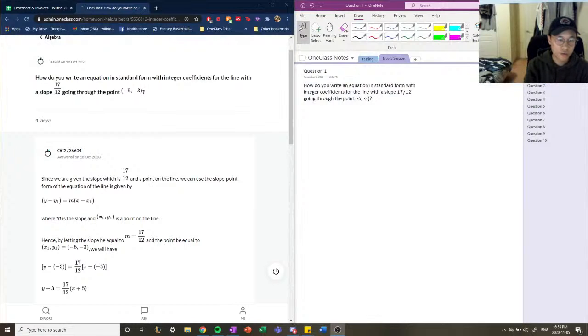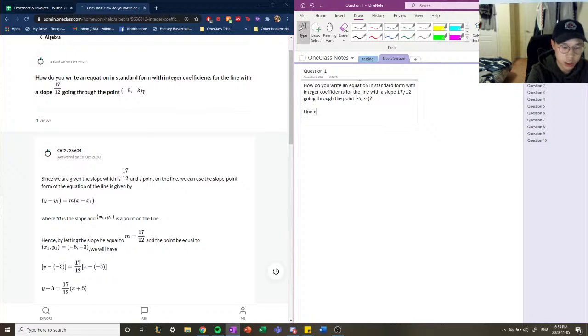Okay, so the first question has to deal with line equations. The question reads: how do you write an equation in standard form with integer coefficients for the line with a slope 17 over 12 going through the point (-5, -3)? Before we begin to tackle the question, there's a few things we want to define first. Namely, what is the standard form of a line equation and what is a line equation?